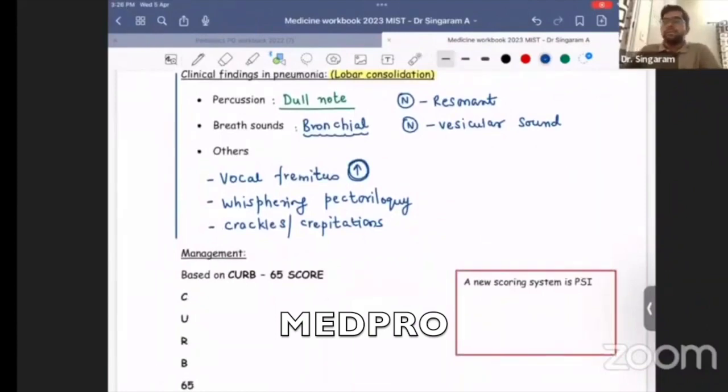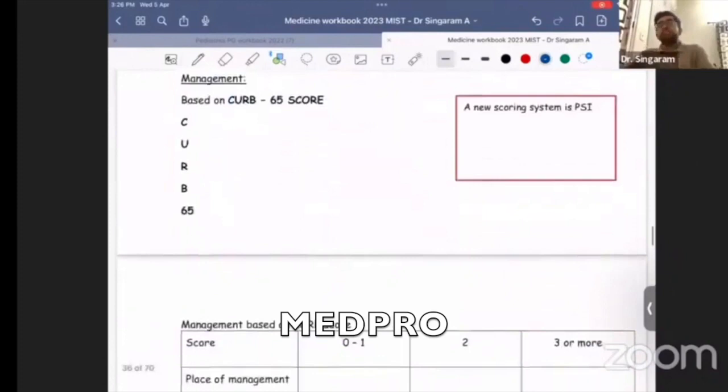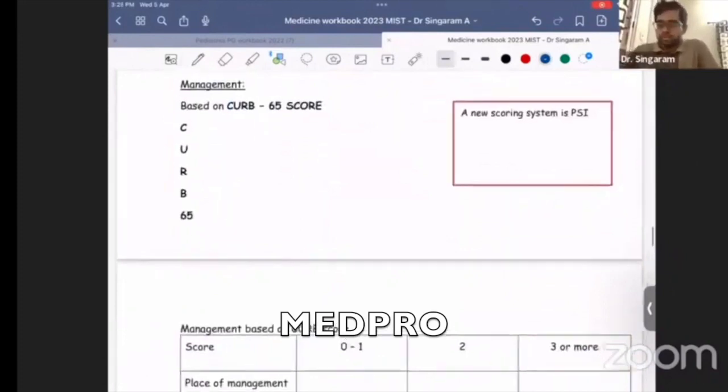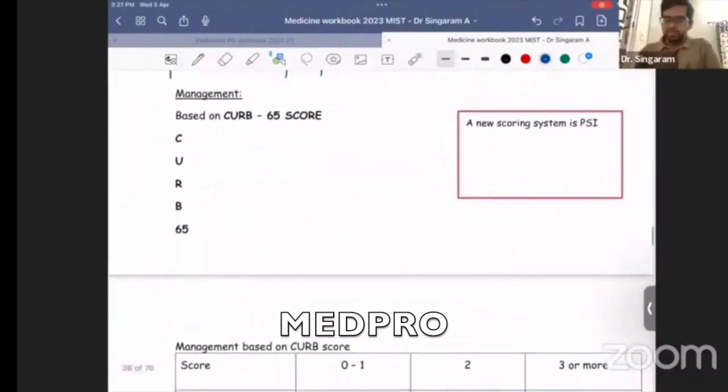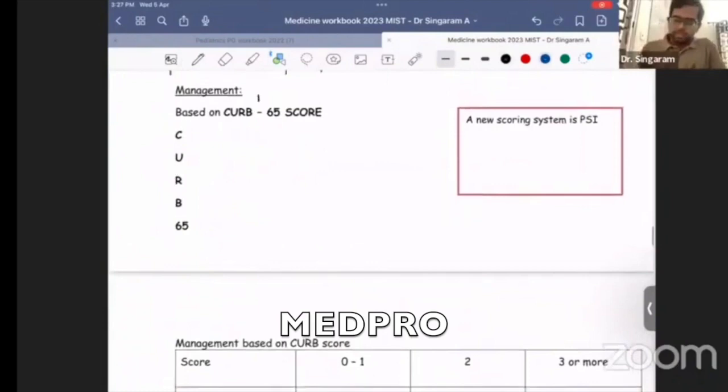Now, coming to the last part, what is the last part? The last part will be about management. Suppose you have a patient with pneumonia. How are you going to manage it? The commonest approach is based on scoring systems. We have 2 scoring systems, as you can see. Number 1, the commonly used one, is the CURB-65 score, which we are going to see in detail. Number 2 is a newer scoring system.